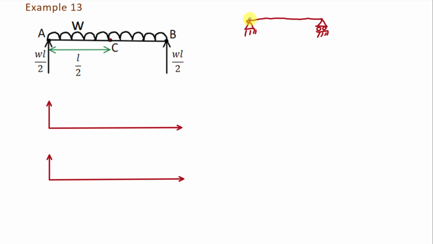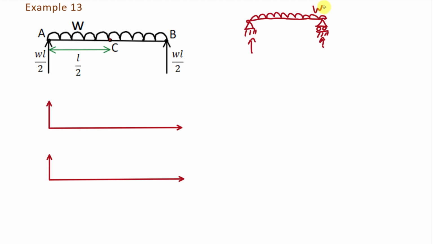Now this is the beam which is simply supported and over which we apply uniform distributed load like this. The value of this uniform distributed load is W. If we apply uniform distributed load like this in the downward direction, then there will be a reaction at both ends like this.